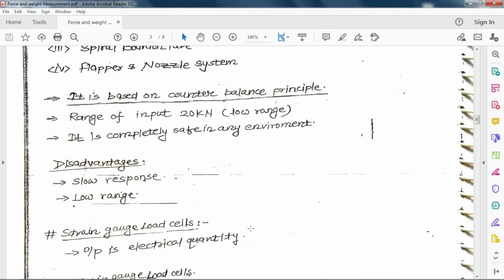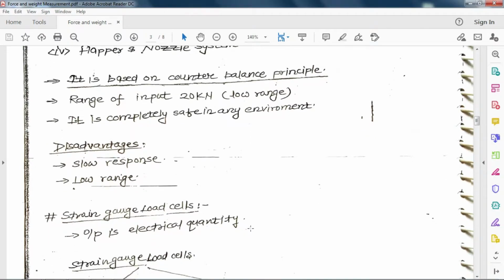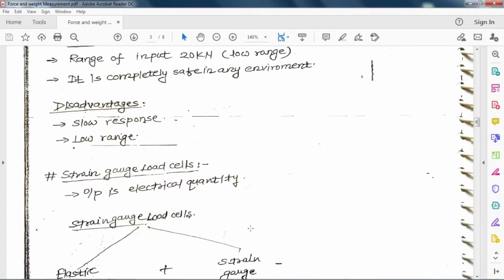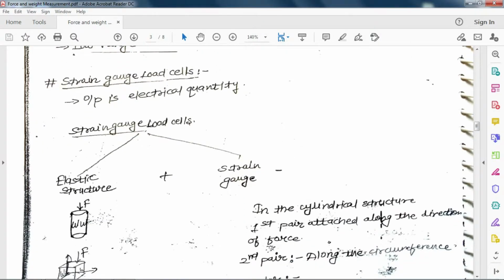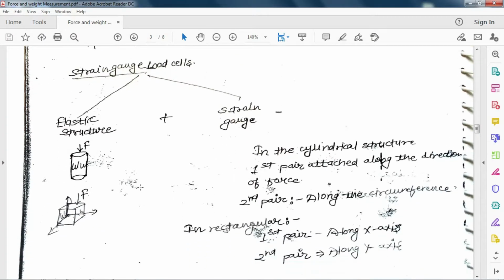The next part is our electrical load cell, in which we use strain gauge and capacitive load cells. In strain gauge load cells, we have output in the form of an electrical quantity. The strain gauge load cell is a combination of an elastic structure and strain gauges. Elastic structure means the structure on which we place our strain gauge, and this elastic structure changes its shape, and this change is detected by the strain gauge. So here are some examples. This is a cylindrical type, this is a rectangular type.